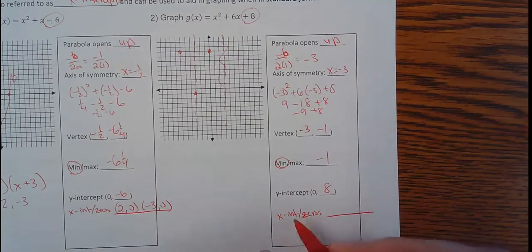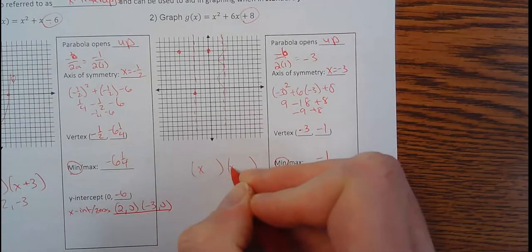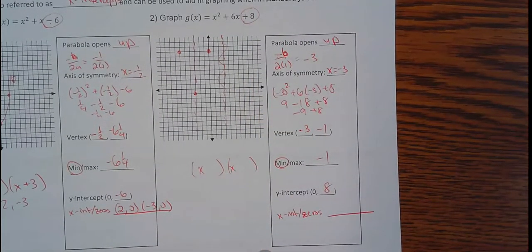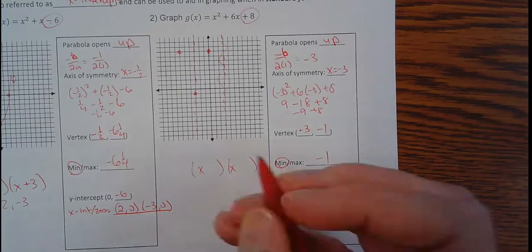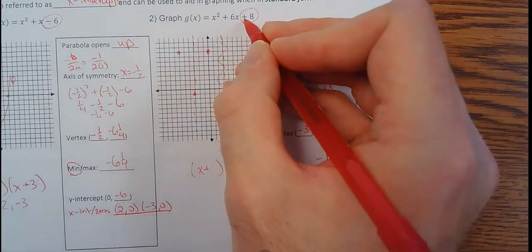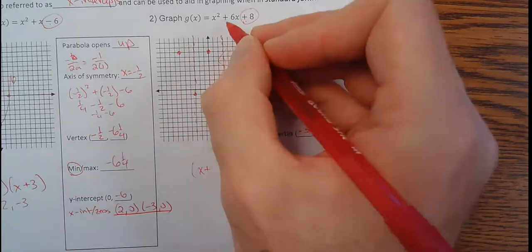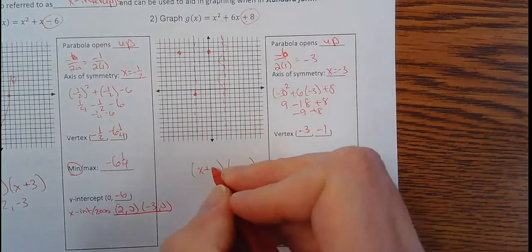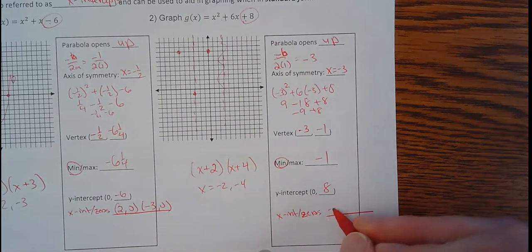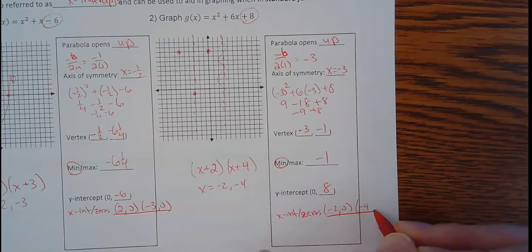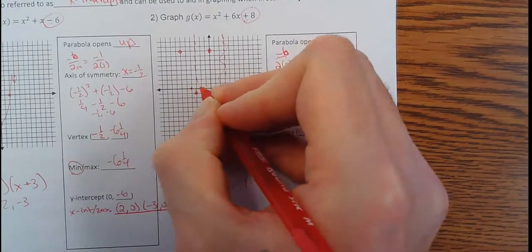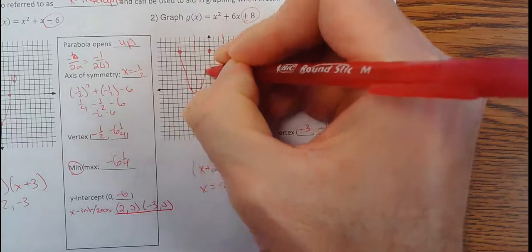Let's find the x-intercepts. So I'm going to factor this. Let's multiply to get 8, add to get 6. If it's a positive product, they're the same sign. If it's a positive sum, they're both positive. So +2, +4, that means x equals -2 and -4. So I can go left 2, up 0, or I can go left 4, up 0. So now I've got my U, a little bit better of a U shape.